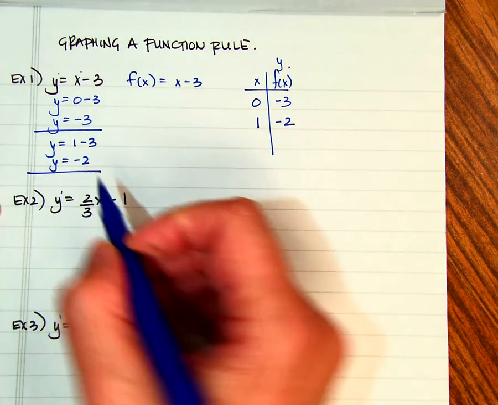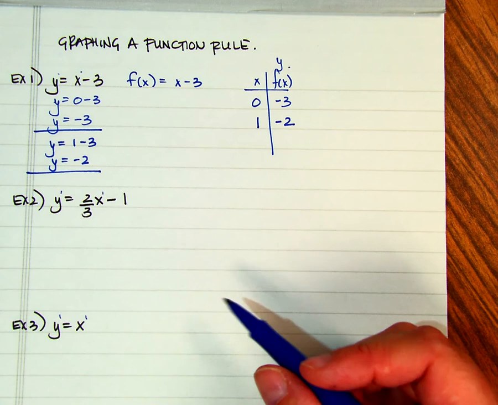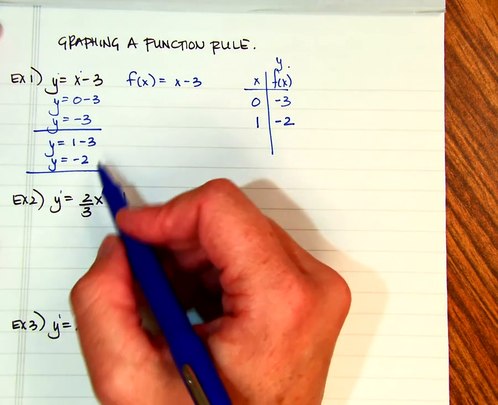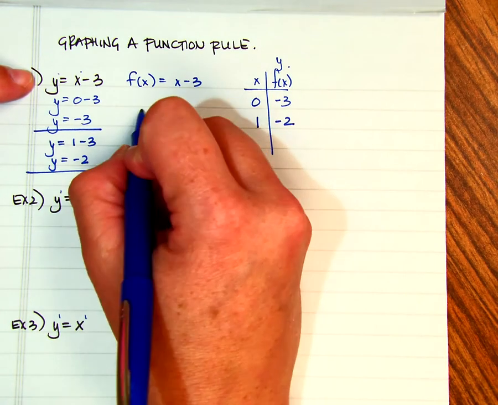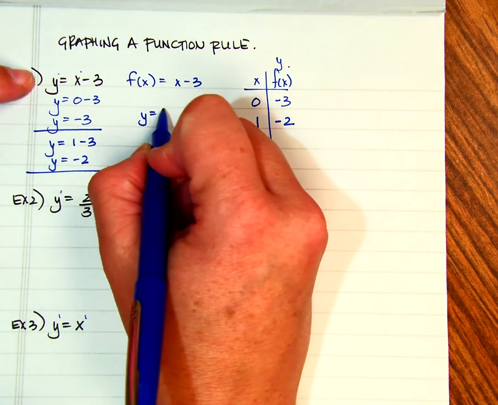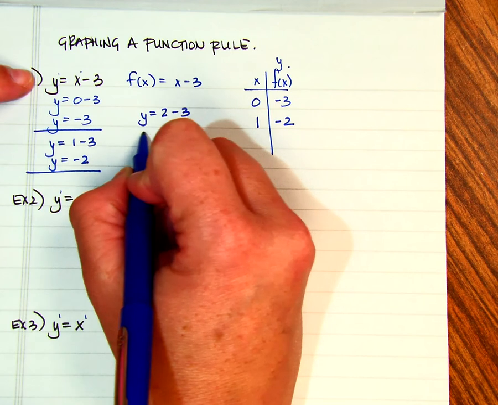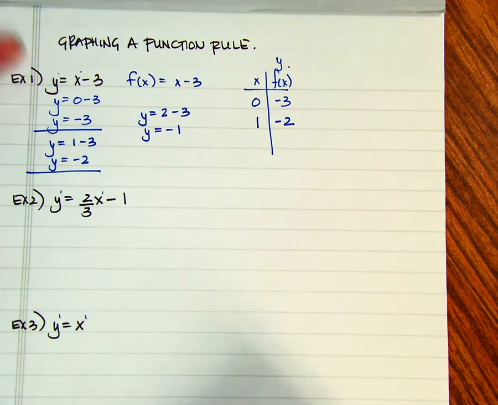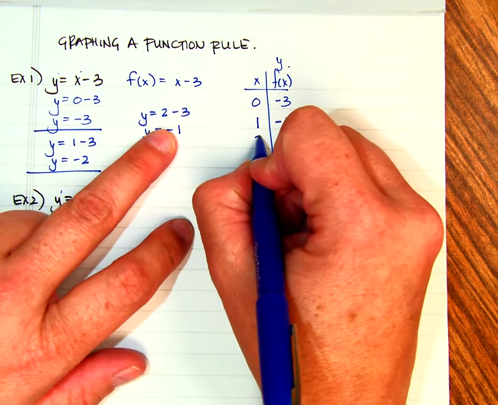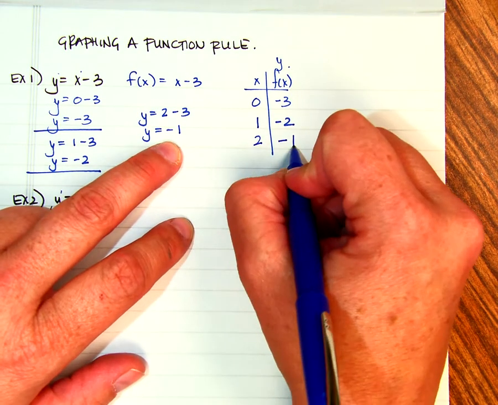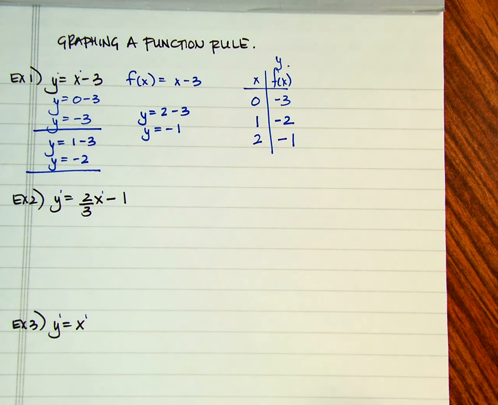And we like to have 3 or more points. So we will do another one. Let's put in 2 since we're continuing that way. So if I have y equals 2 minus 3, so y equals a negative 1. So if I put in a 2, I get an output of negative 1.